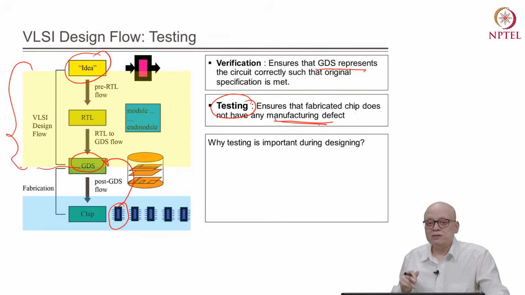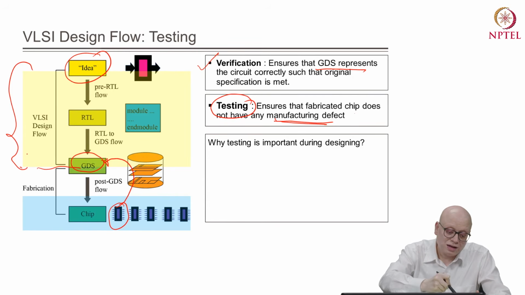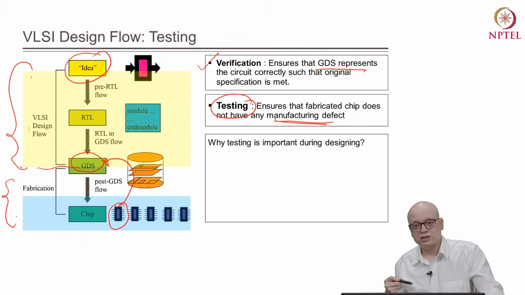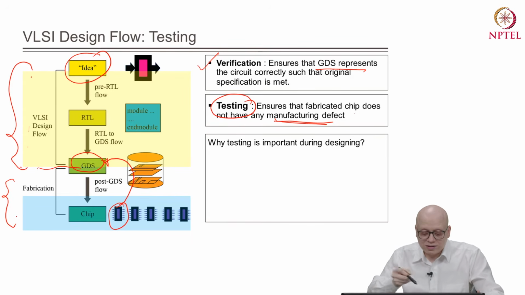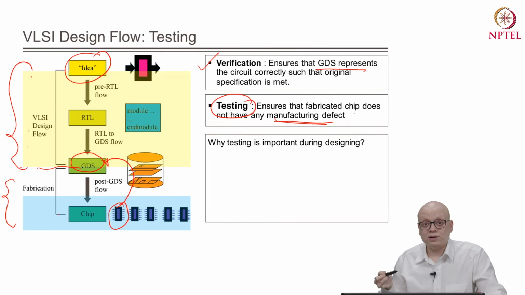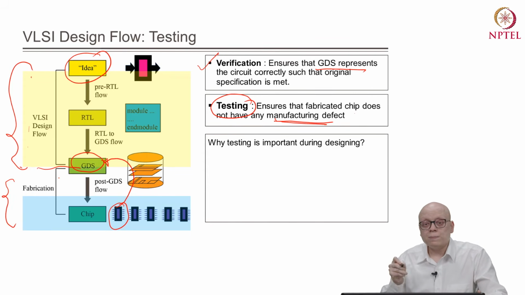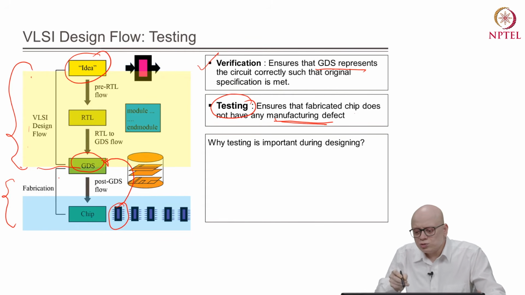So, we should understand the difference between the verification task, which is carried out during the design step, and the testing or manufacturing test task, which is carried out after fabrication, to ensure that whatever chip has been fabricated is meeting the original layout, right, or original design that we started with the fabrication, right. So, the purpose of both verification and testing are different. But then why should we consider testing during designing also, right?